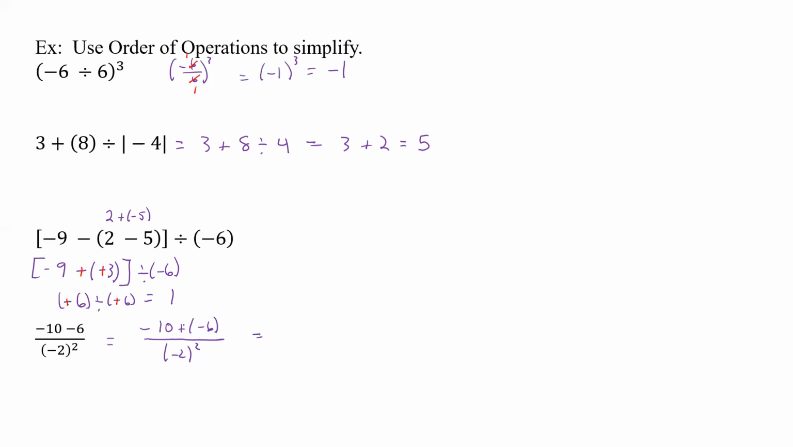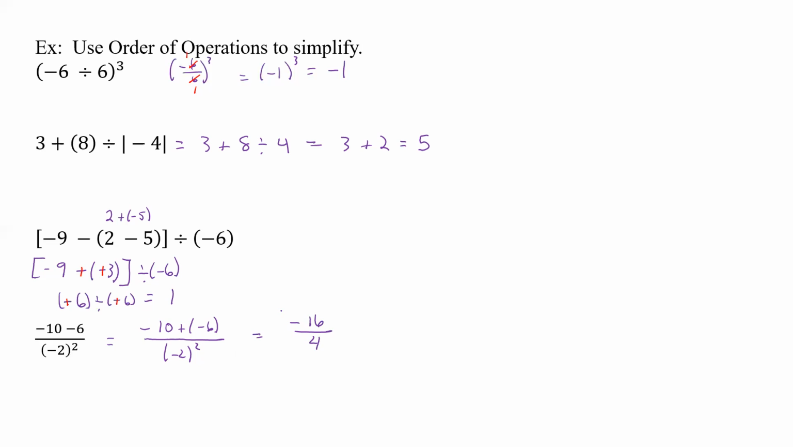And since we have this fraction, what we can do is work in the numerator with anything that can be done. Then we can work with the denominator and do anything that can be done. And then after that, we can simplify it. So minus 10 plus a negative 6, that's a negative 16. A negative 2 squared, well, 2 times 2 is 4. Negative times negative is positive, so that becomes a positive 4.